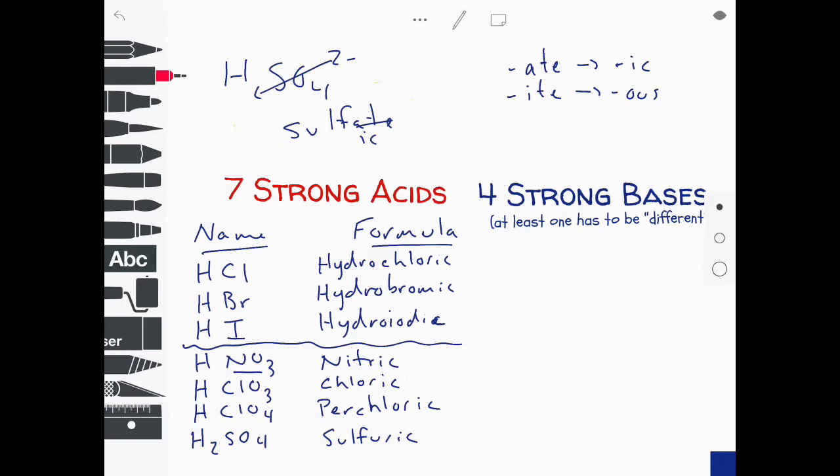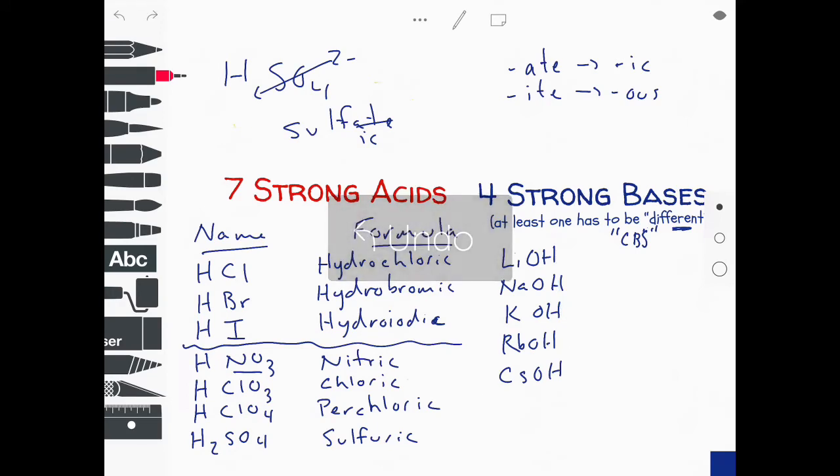Okay, 4 strong bases. What you basically do, no pun intended, is you start going down the periodic table on group 1, and I'm not going to hide the periodic table. So you have Li, you have Na, you have potassium, you have rubidium, and you have cesium. Francium doesn't count, it's kind of unstable and radioactive. In group 2, it's CBS. So when I say something different, you can't have all group 1. If you do all group 1, that's not going to work.